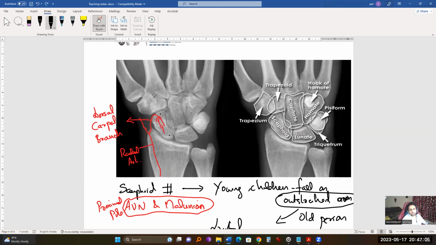How do you see avascular necrosis on X-ray? The part that is undergoing avascular necrosis will get sclerosed. It will be white in color. This happens because of reduced bone turnover. And on MRI, if there is avascular necrosis, you'll see it as dark on T1.